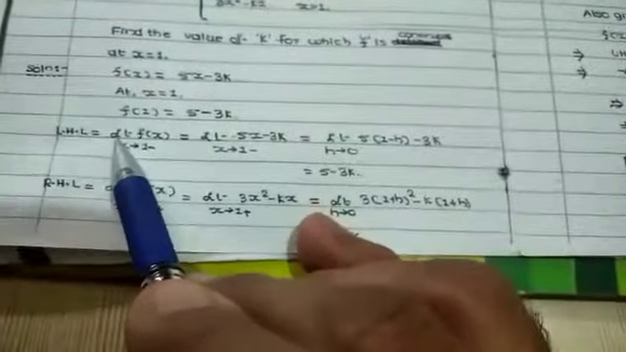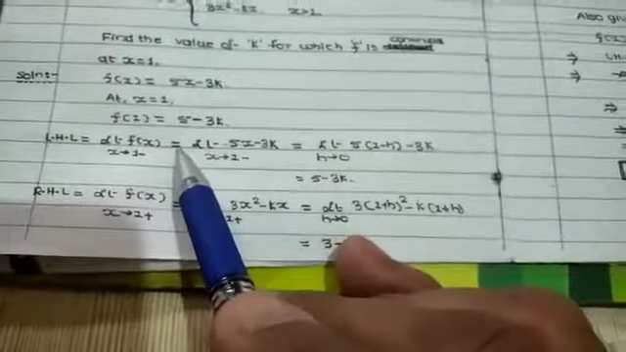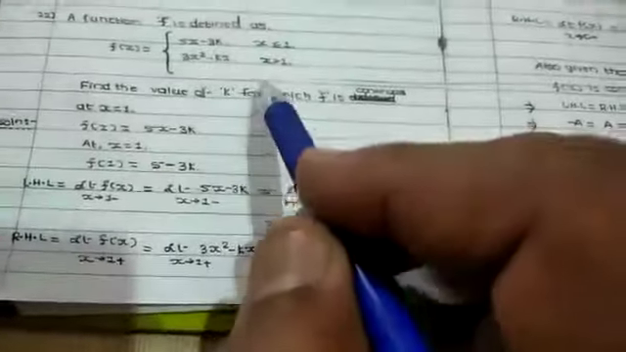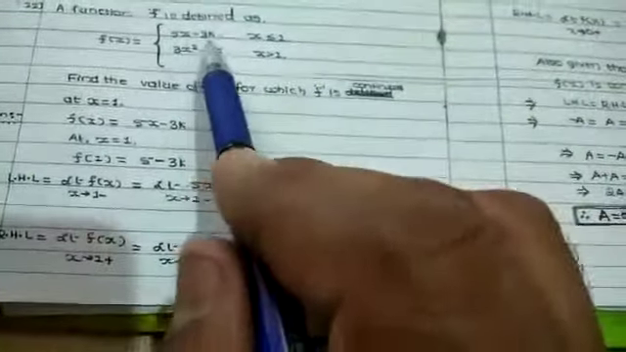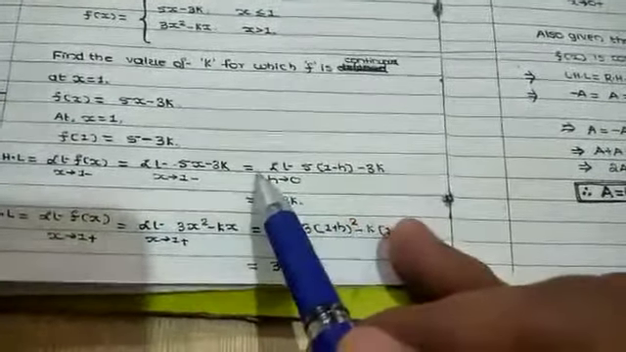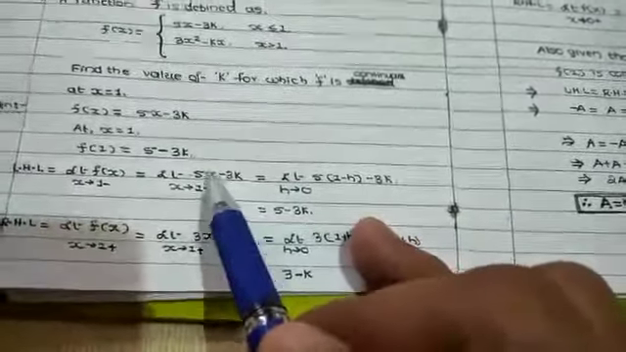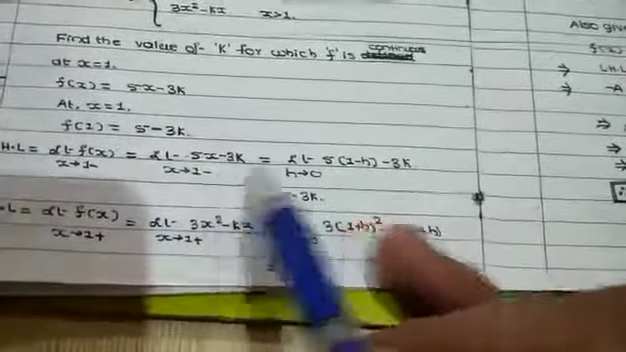For LHL, limit of f of x as x tends to 1 minus, that means you have to consider x less than 1 value. That is 5x minus 3k, x tends to 1 minus, so that is equal to, as h tends to 0, x tends to 1 minus h.